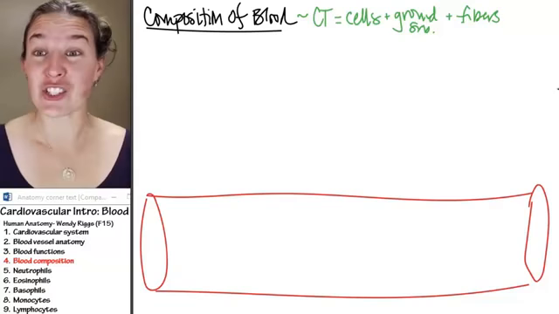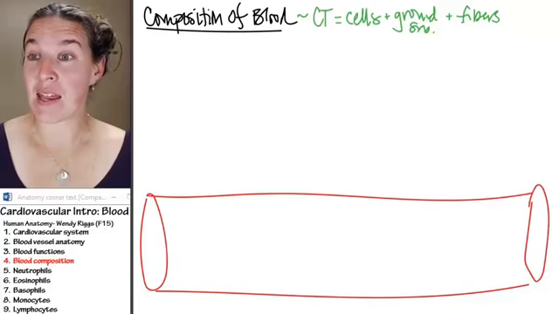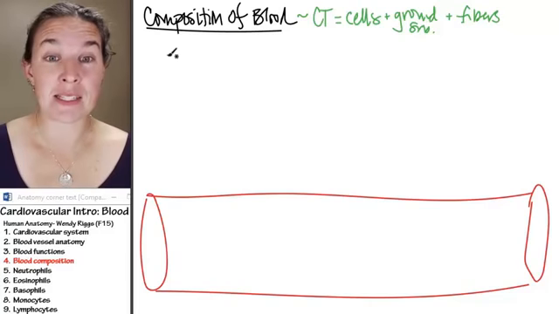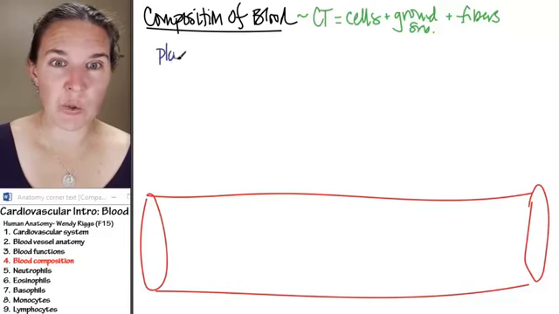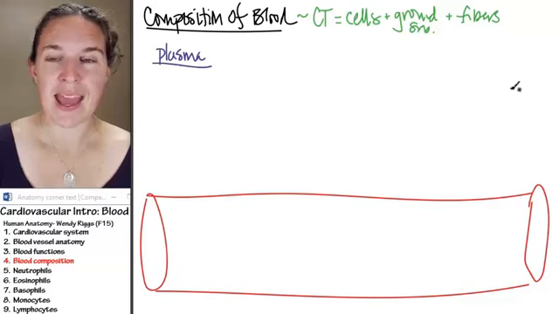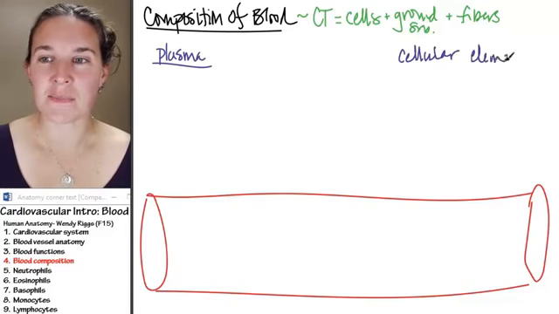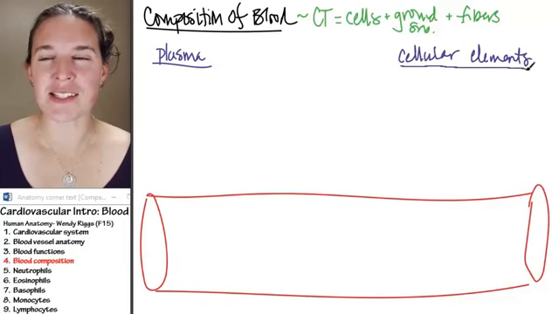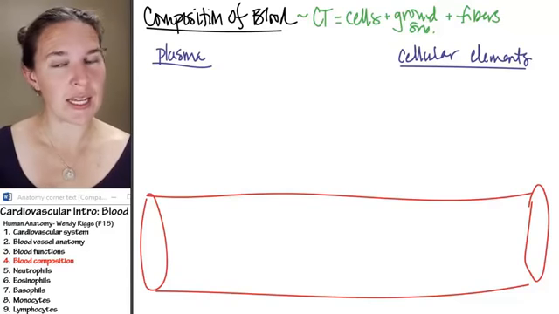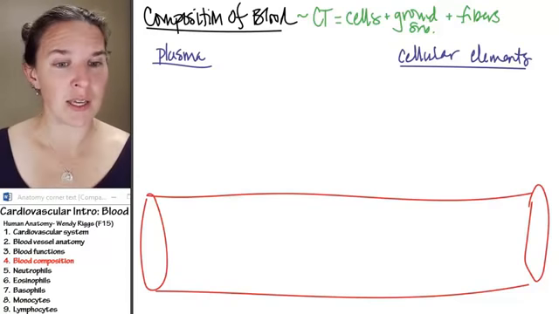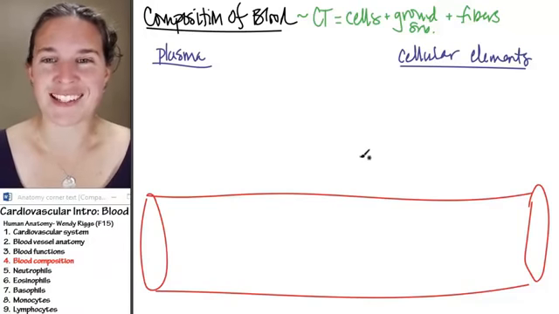So let's look at, we have two main components of blood, and that is we have plasma, which is a fluid component. And then we also have cellular elements. And the term is cellular elements because, as you'll see, someone who's included in the cellular element club isn't actually a full cell. So they're kind of, well, we'll talk about that in a second.